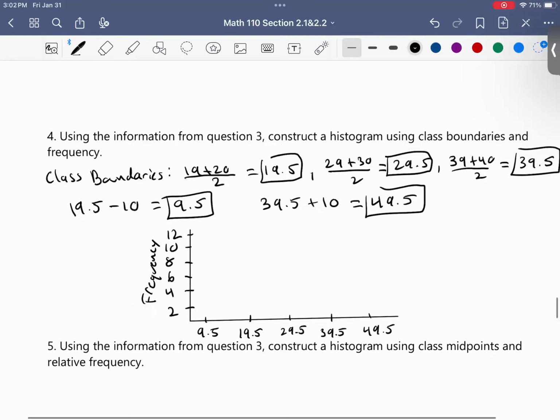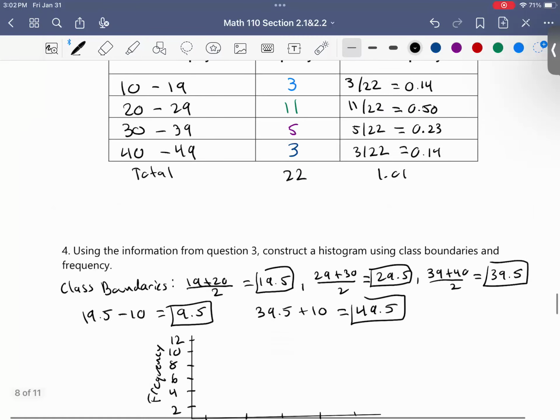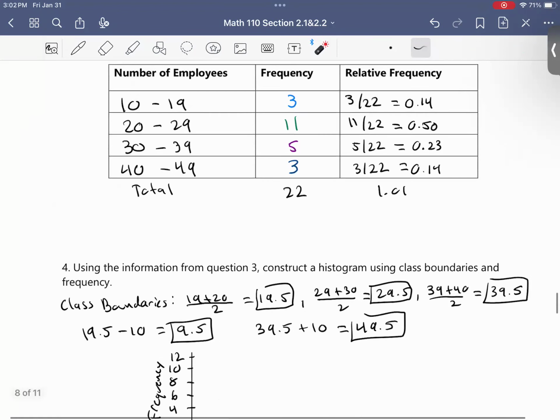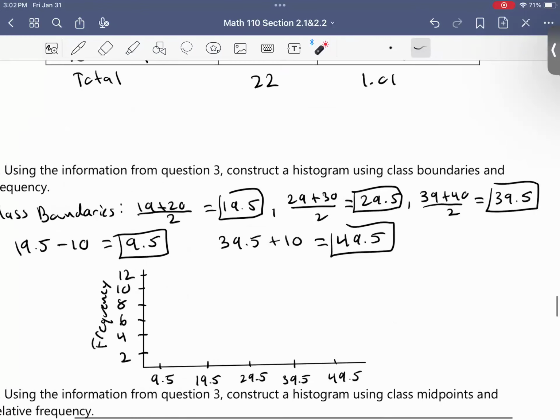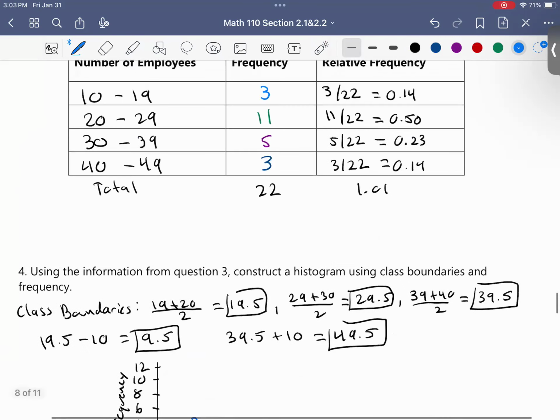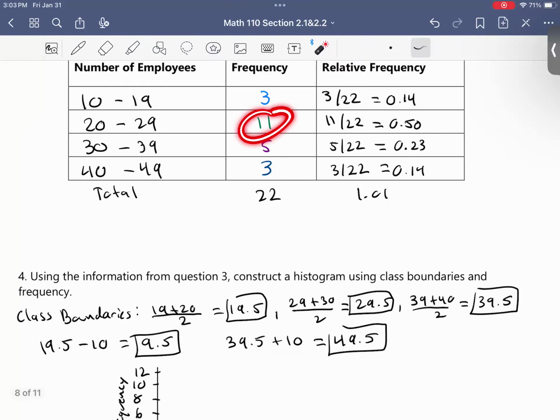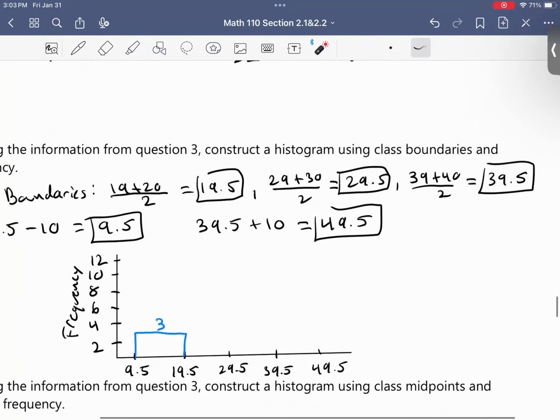And let's go ahead and draw that. So our first frequency is going to be 3. The numbers between 9.5 and 19.5 is 3. So we're going to go up 3. So remember, histogram is connecting. So that's 3. The next frequency is 11, between 19.5 and 29.5. So this is going to go up 2. Remember, it's connecting. It's going to go up 2, 11.